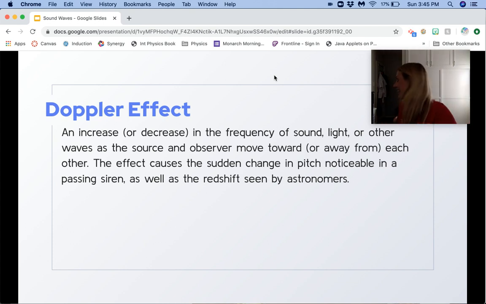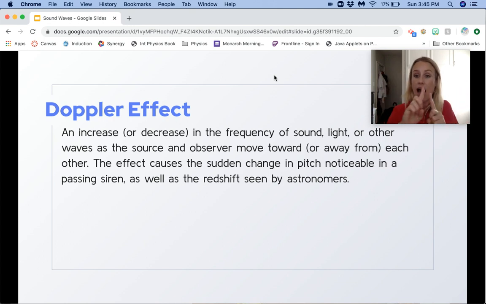Okay. So as it comes towards you, it's a higher pitch. As it moves away from you, it's a lower pitch. If Rowdy was barking and he ran toward me, it would be a higher pitch, and then away from you, it would be a lower pitch.